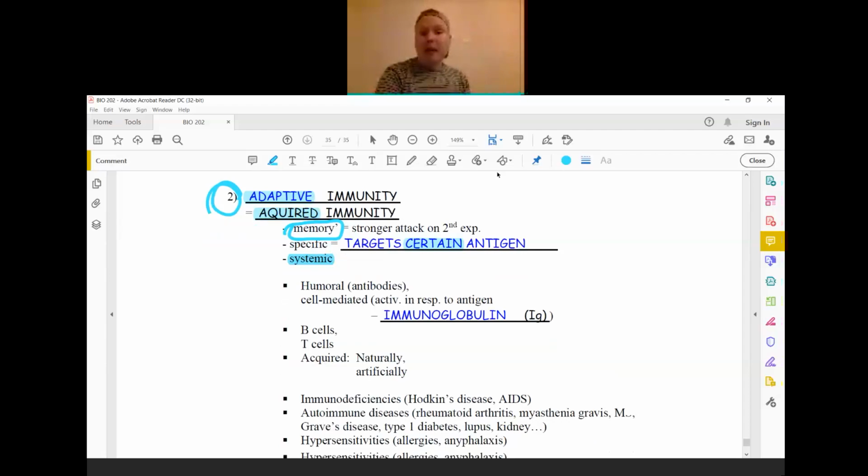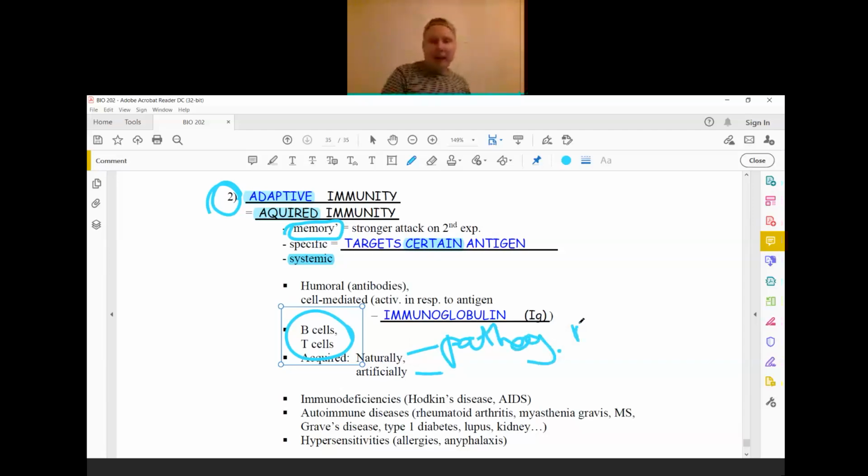What you need to know about the next listing is that there's the B cells and T cells that do the responses in the adaptive immune system, and that can be naturally or artificially. Naturally means that you met the pathogen. The artificial one would be, for example, our vaccines. With COVID vaccines, a good example of that.